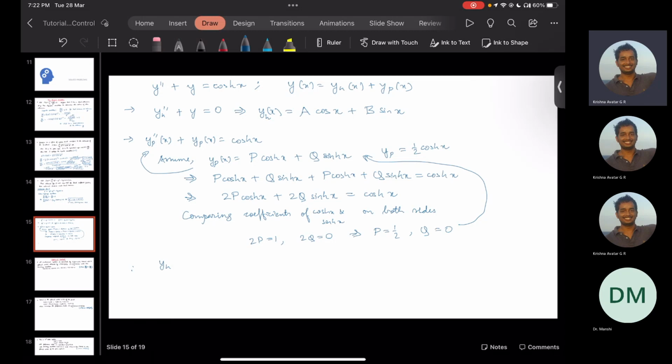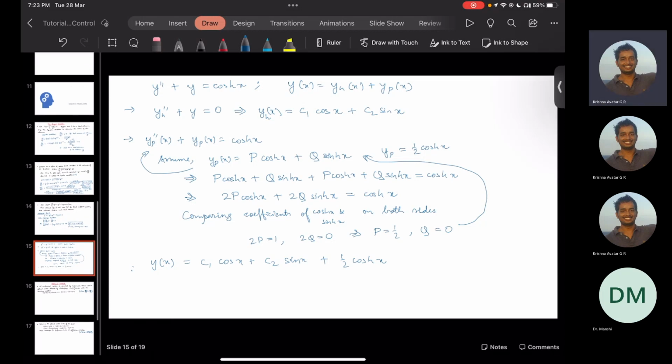So therefore, the solution is y of x is equal to, I'll just call this c1, you'll see the y comes handy later, and this integration constant as c2. y of x is equal to c1 cosine x plus c2 sine x plus half cosine hyperbolic x. Okay. So we have obtained the general family of extremals.